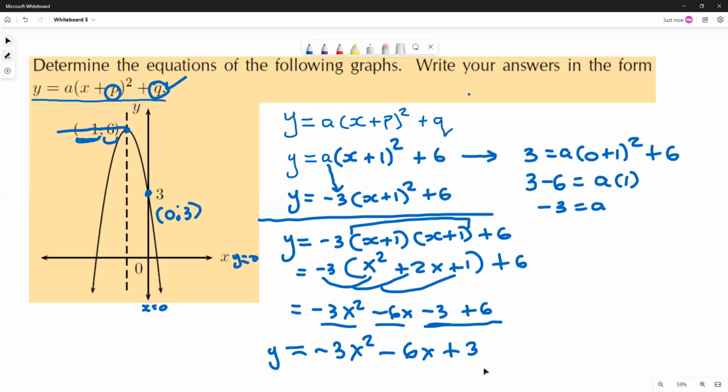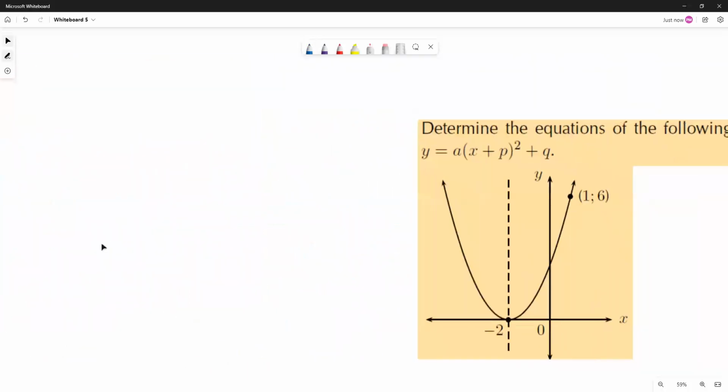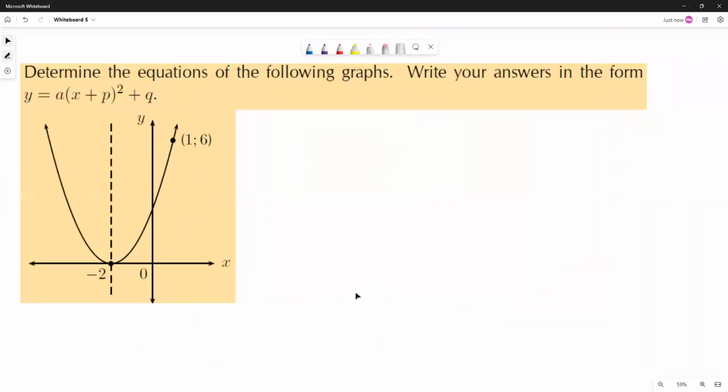Let's do the second one. Where's the second one? Okay. So this one we have two options. We are given the turning point, which is also the x-intercept. Then you have an additional point there. If this is the case, you can use the x-intercept form or the turning point form. But the better one to use in this case is the turning point form, because you just plug in.